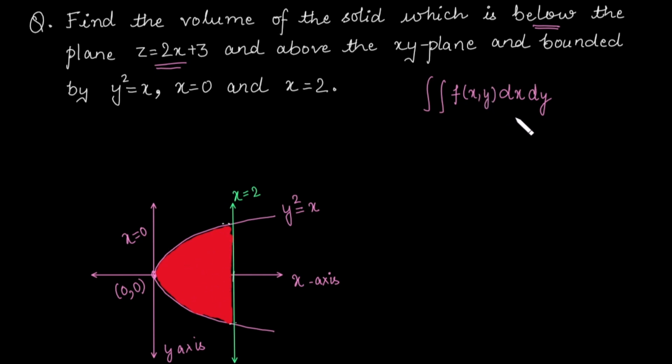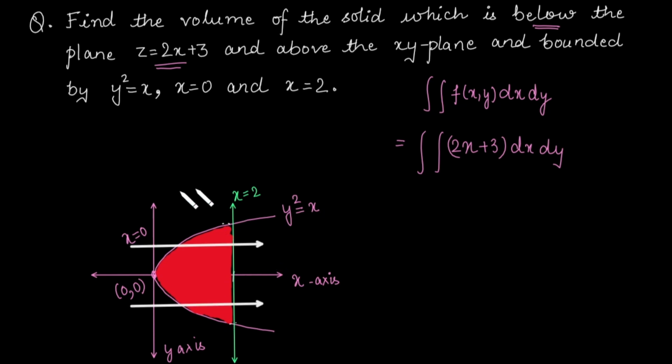Now we can take the limit first with respect to x, then with respect to y, or you can take first with respect to y, then with respect to x. Let's evaluate this first with respect to x, then with respect to y. So this double integration, the function is 2x plus 3 dx dy.